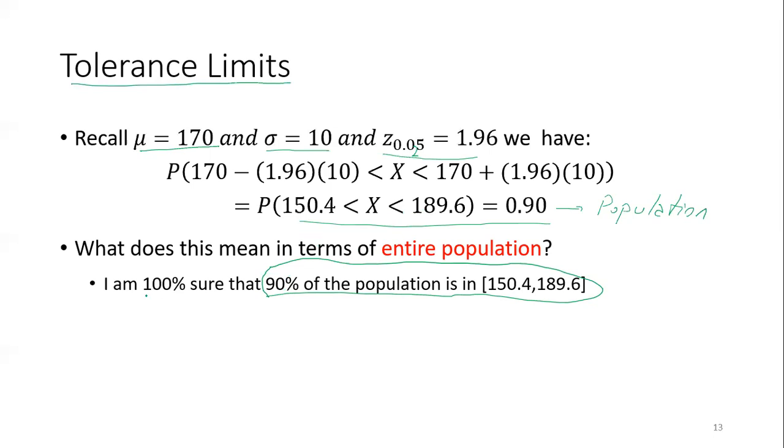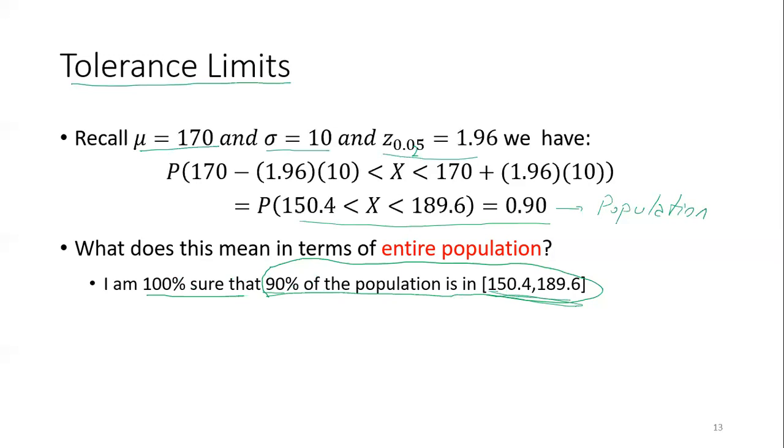I am 100% sure that 90% of the population is in this interval. Okay. I am 100% sure. Why? Because I know the parameters. I know mu and I know sigma. So this probability is just for sure: 90% of the population is in this interval.